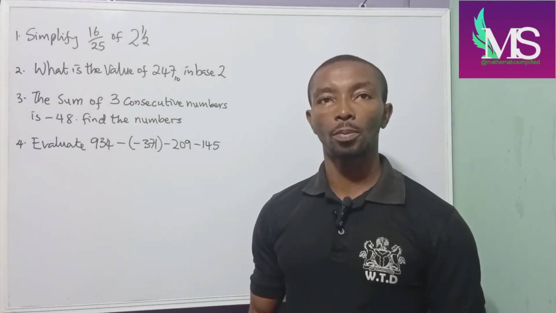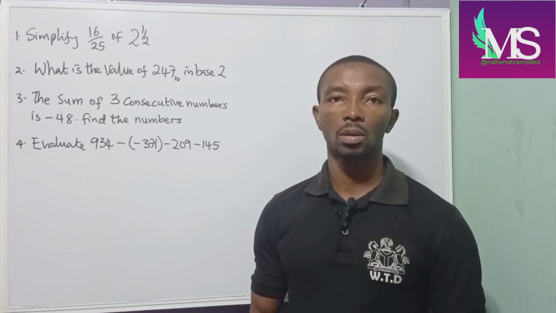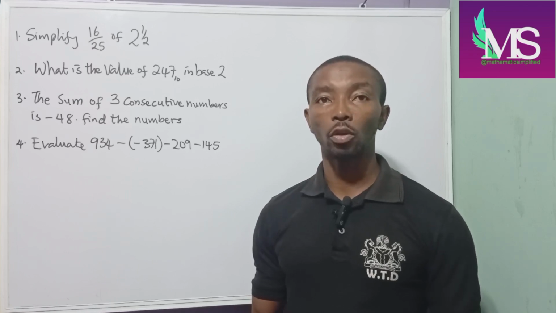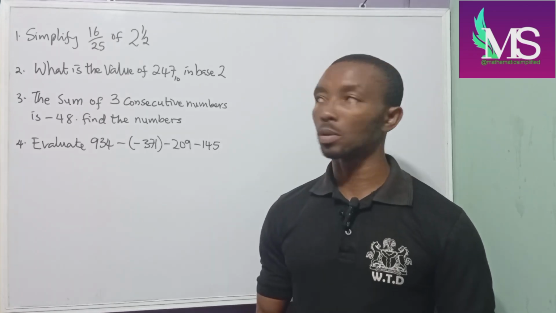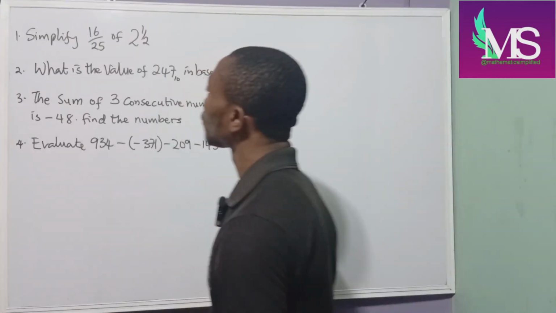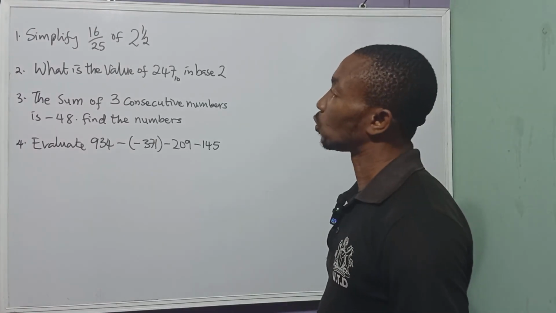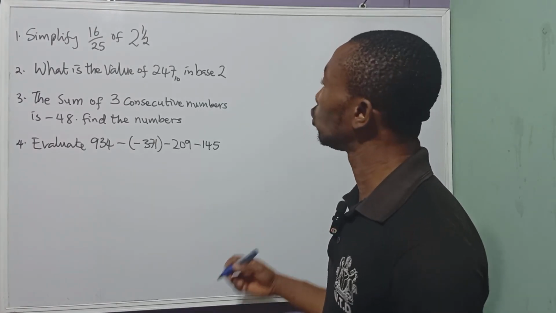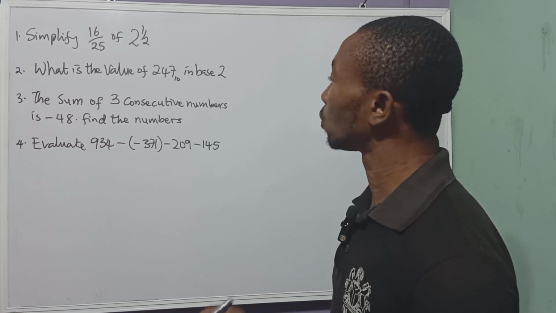Today we'll be looking at top past questions on inequality, random questions. Now, our first question says, simplify 16 over 25 of two whole number 1 over 2.